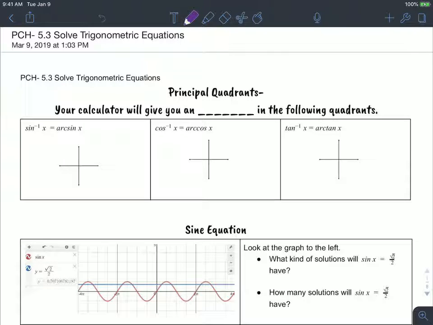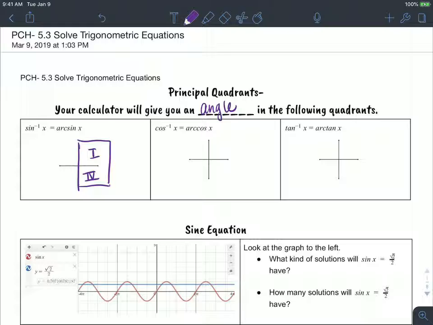Okay, we're going to use inverse trig equations today. If you notice, we're going to be solving for an angle for each of these equations. The sine inverse of x is equal to the arc sine of x. If you use your calculator to find an angle answer, you're going to get an answer in quadrants 1 and 4. The rest we are going to calculate for.